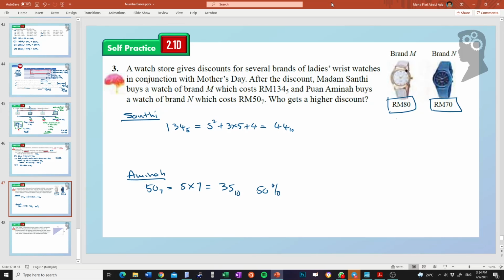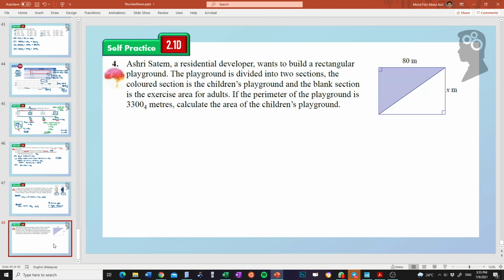Santi dapat berapa persen diskaun? 45%. So Aminah lah jawapan dia ya. Puan Aminah get a higher discount. Okay, any question here? Atau semuanya okay? Okay, cikgu. Alright, okay. Let's take a look at the last question here. Kita pun ada masa tinggal 5 minit saja masa.